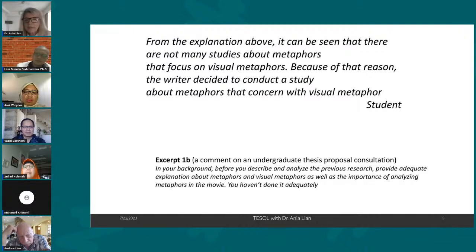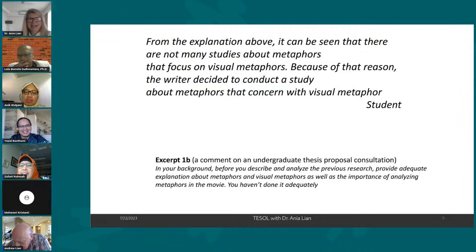And then we have a comment. I suspect that that's a lecturer's comment. In your background, before you describe and analyze the previous research, provide adequate explanation about metaphors and visual metaphors, as well as the importance of analyzing metaphors in the movie. So tell us, what are metaphors? What are visual metaphors? That actually calls for definitions, Professor Basthomi. I'm sorry, but that's the comment asking me for definitions. Or am I wrong? Yeah, that's true.